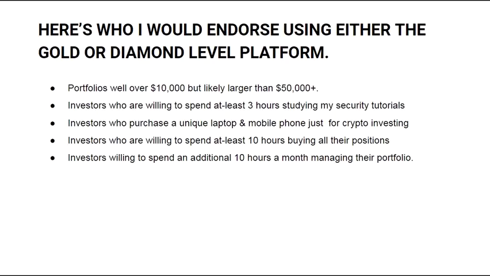First of all, you should have well over $10,000, but likely larger than $50,000. That's because if it's anything smaller than that, our software is going to be zeroing out most of the little coins to not give you a position. You have to have at least $20 in a position or else it won't even recommend a buy order. And that's because that's the minimum that Binance currently has per trade.